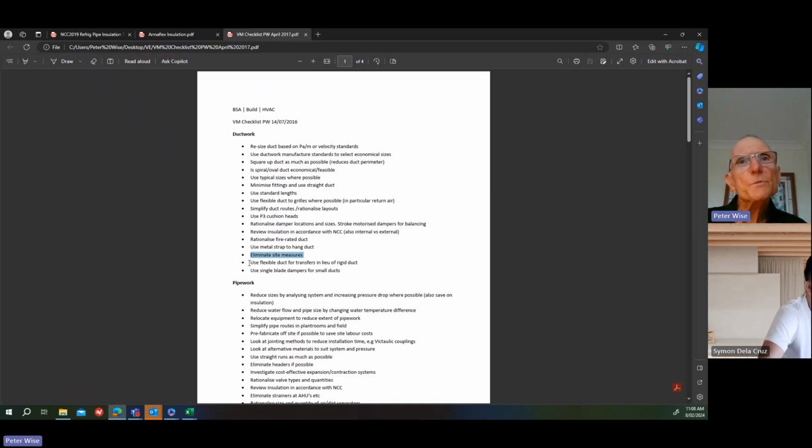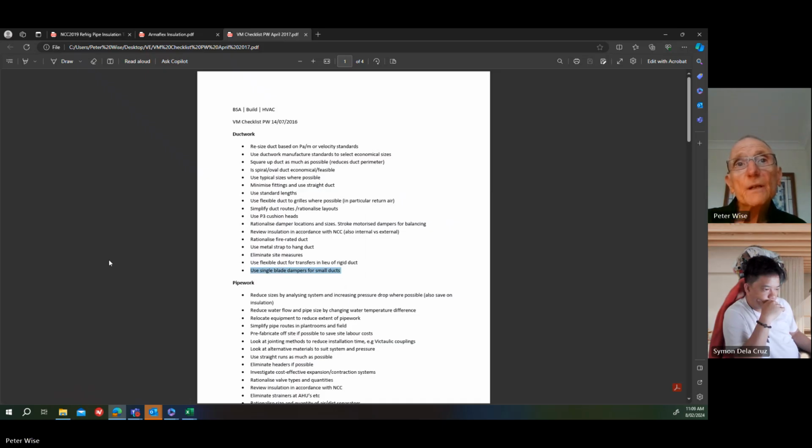Flexible duct for transfers in lieu of rigid duct. Sometimes you can do that. Instead of having a solid transfer, you can use flexible duct, depending on the situation and the acoustic requirements. And single blade dampers for small ducts. Instead of having a damper made with multiple blades, it's just a single sheet metal blade.